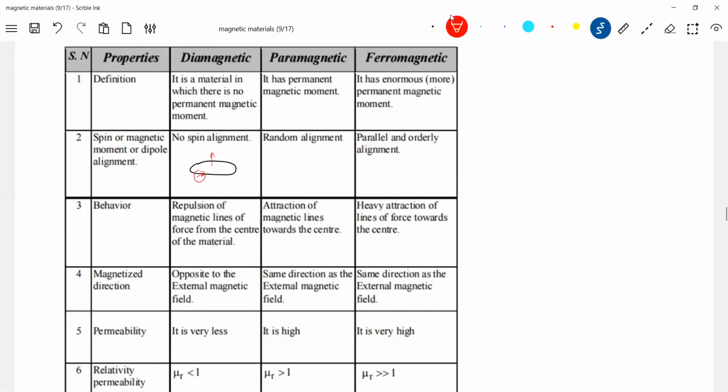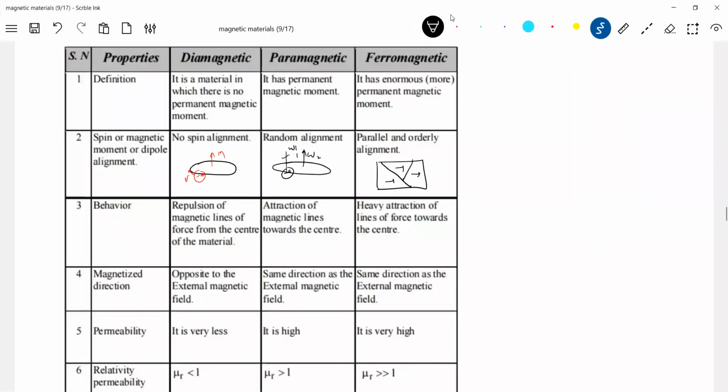Here it is due to orbital motion. And what about here? This will be due to spin as well as orbital motion, and it will be random. And this is about the domains. Now, the repulsion of magnetic lines.